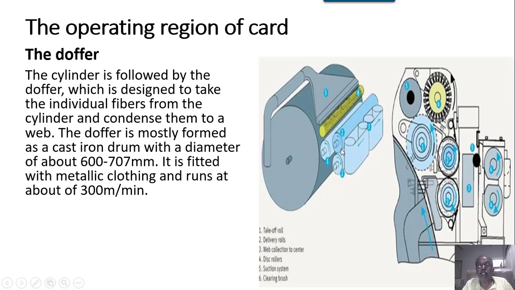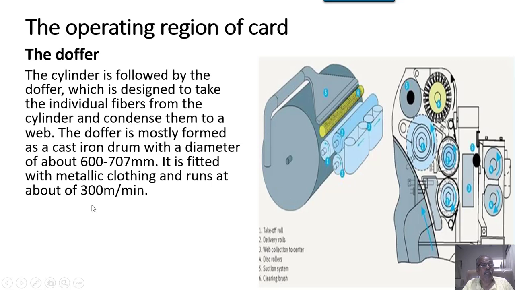So a kind of condensation takes place here. The takeoff roller is a wire-covered roller. The brush here keeps this roller clean, and whatever waste the brush collects is taken off. And here the web collection center or asymmetric condensation delivers the web to the further mechanism. So takeoff and delivery rollers, or crush rollers, are there in this case.